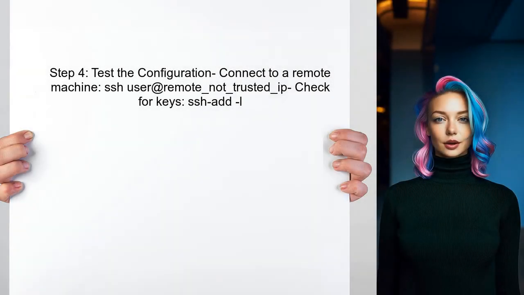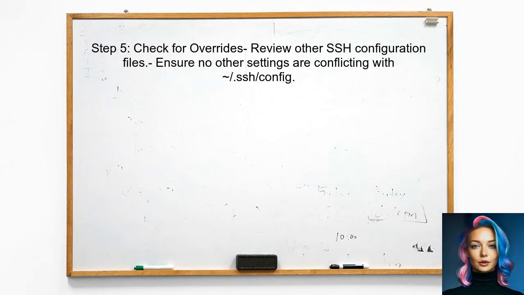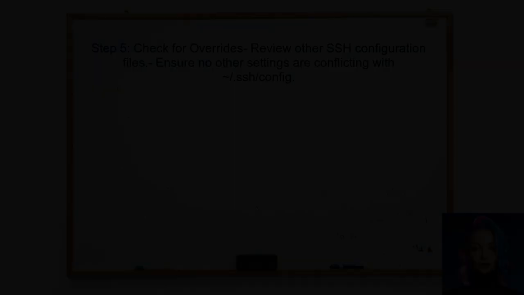Once the configuration is updated, the user should test the settings. They can do this by connecting to a remote machine and checking if the keys are accessible using the command ssh-add -l. If the user still sees their local keys listed after these changes, they may need to check for any other SSH configurations or agent settings that could be overriding their preferences.